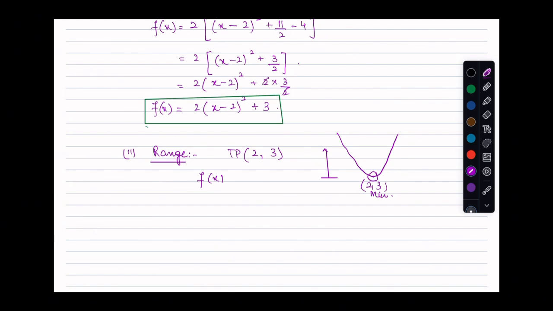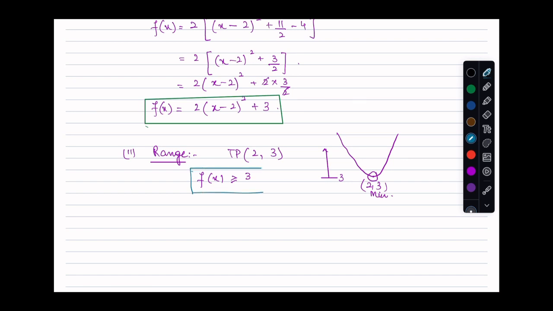I have gotten my function in completed squared form from where I can see that the turning point is 2, 3. It's a minimum quadratic curve with the turning point 2, 3. So what I can see is that the range is the minimum value having as 3, and I can say here that f(x) needs to be greater or equal to 3 for all real values. It's just an open-ended question. Therefore, the range is also going to be open. So it's f(x) greater or equal to 3.